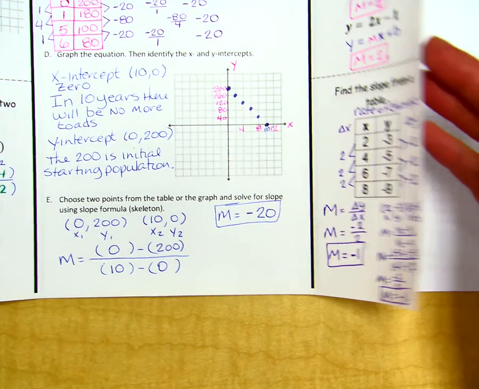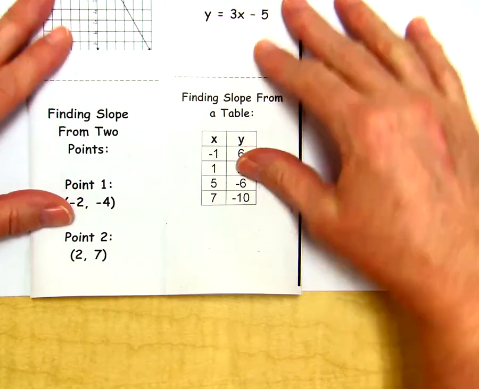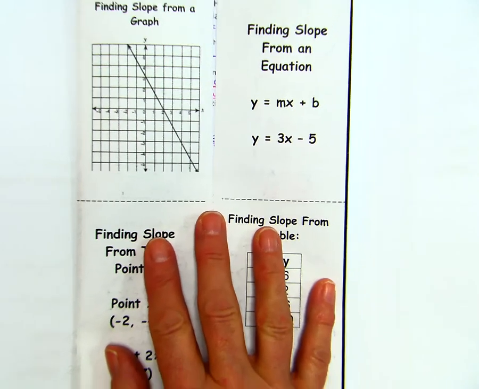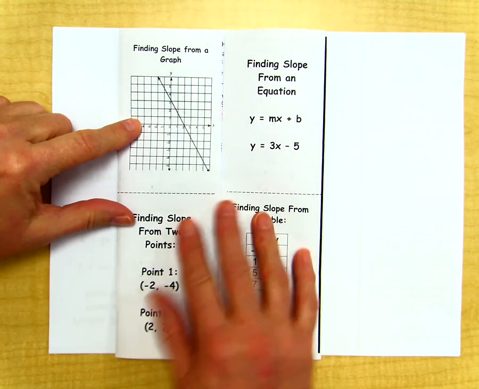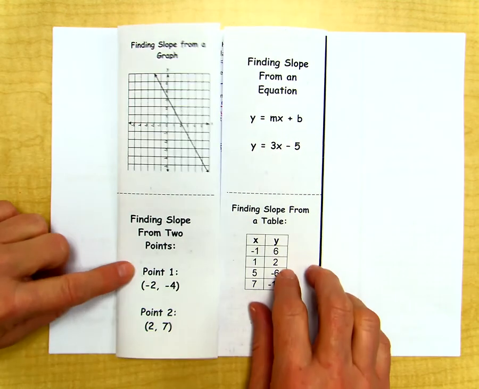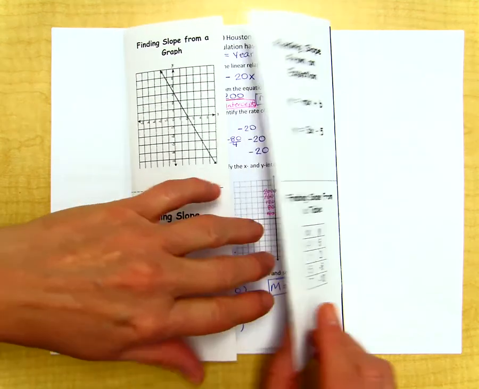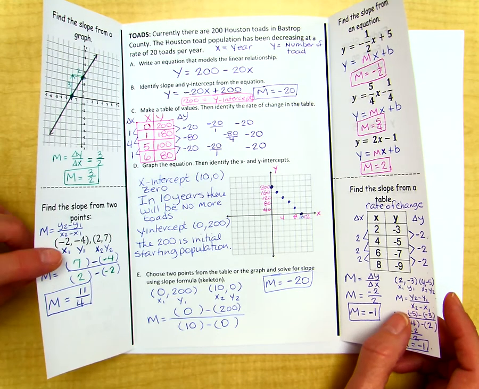So to recap, we looked at 4 different ways to find slope: from a graph, from an equation, from 2 points, and from a table as rate of change. And then we applied that information in our word problem.